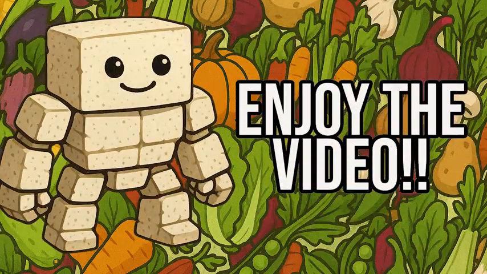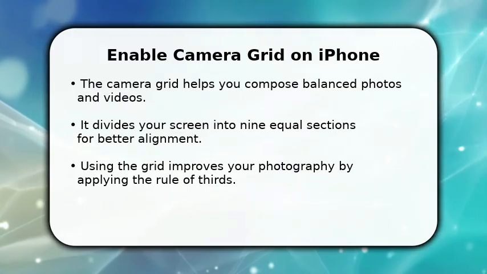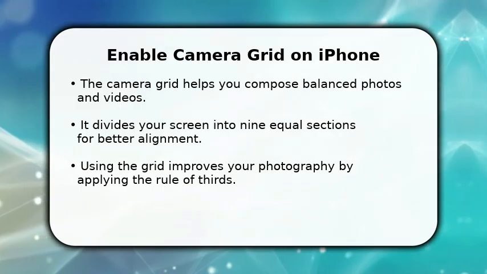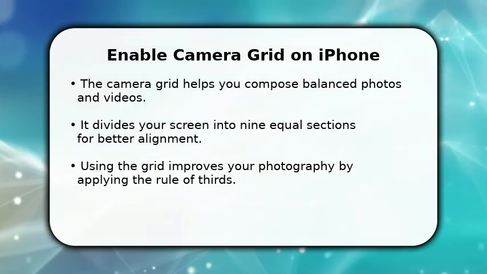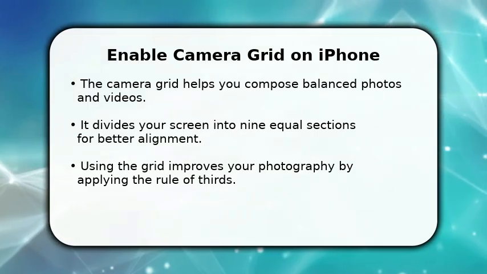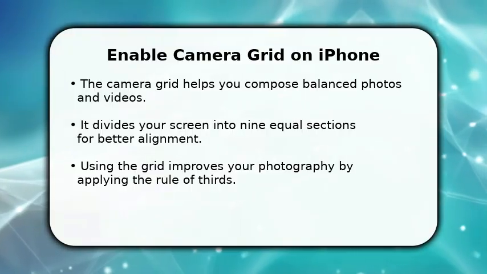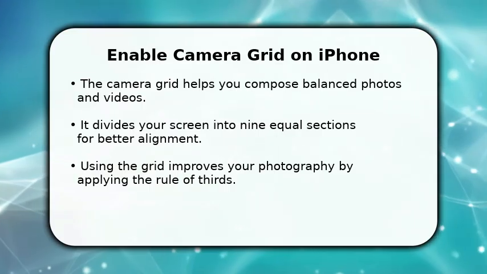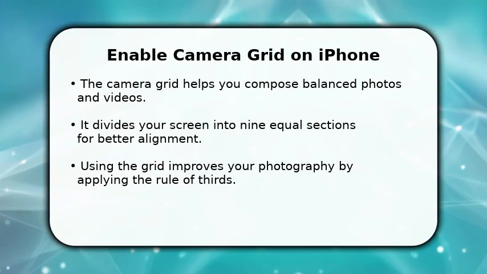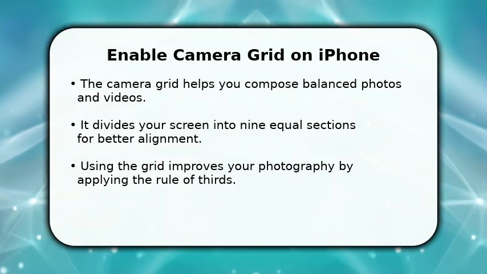Please enjoy the video. In this video, I will show you how to set up the grid on your iPhone camera. This simple feature is a game changer for improving your photo composition. The grid overlays your camera view with 2 horizontal and 2 vertical lines, creating 9 equal sections. This visual guide helps you align subjects and horizons, making it easier to apply photographic principles like the rule of thirds for more visually appealing shots. Let's get started with the setup.